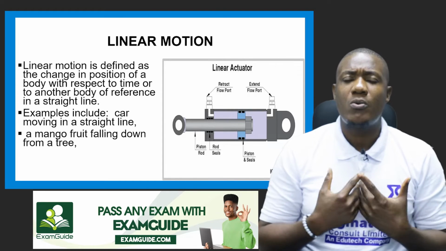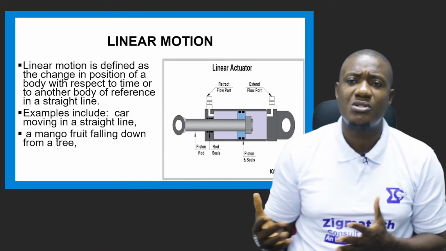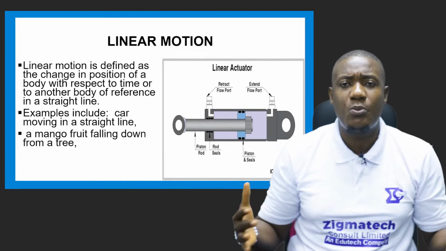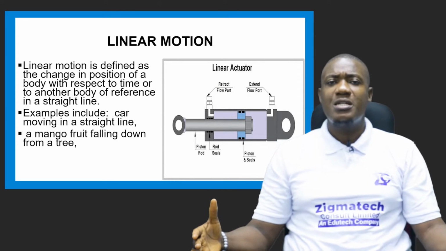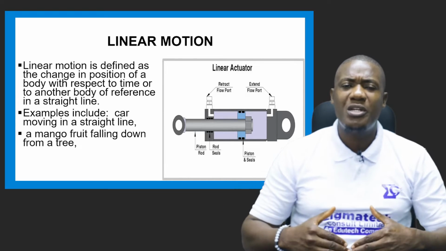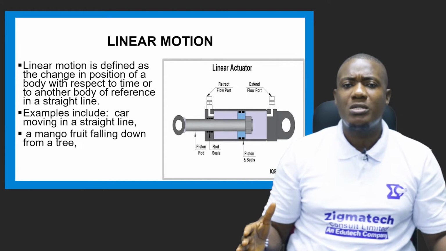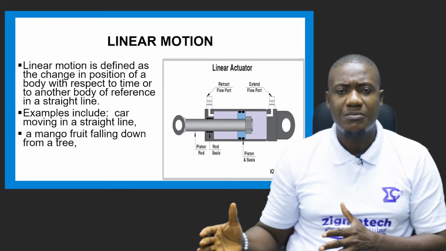When we talk about distance, we cannot discuss linear motion without considering it, because distance simply means the gap between 2 points. The gap between point A and point B is the distance. So any body that is in motion covers a distance. Distance simply means the gap between 2 points in space.